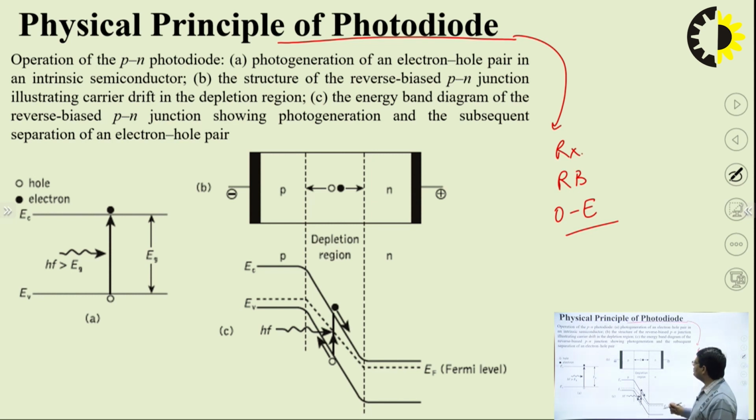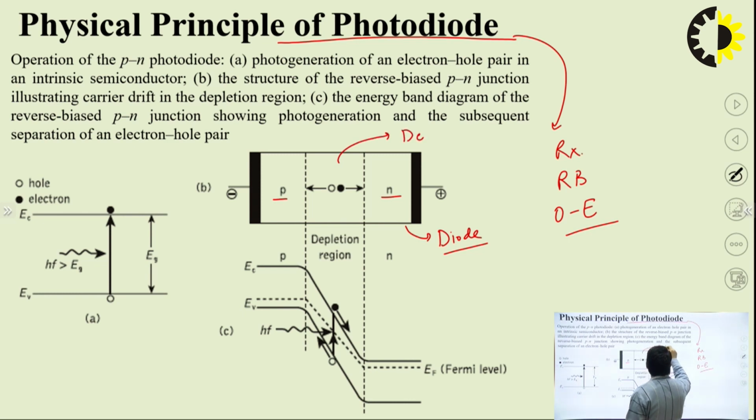Okay, so we can see that this is the diode, photodiode. This is P type, this is N type, this is the depletion layer, and as we know, the photodiode or photodetector works with reverse bias. So reverse biasing is applied, that is, this N is connected with the positive of the battery and this P is connected with the negative of the battery.